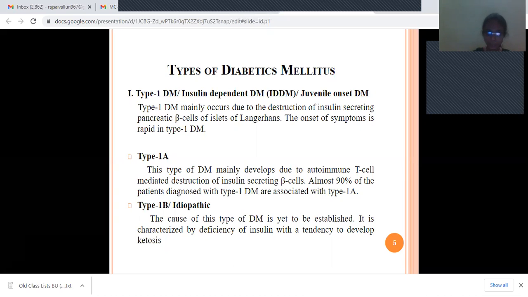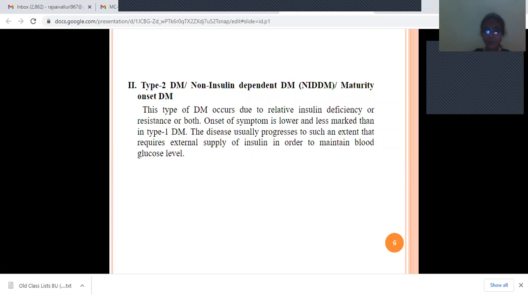Next, type 1B. This type of diabetes is yet to be established. It is characterized by deficiency of insulin with a tendency to develop ketosis. So here deficiency of insulin occurs, but in type 1A destruction occurs.